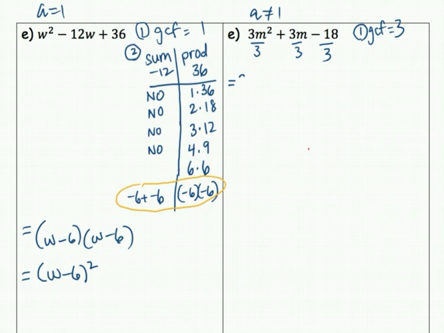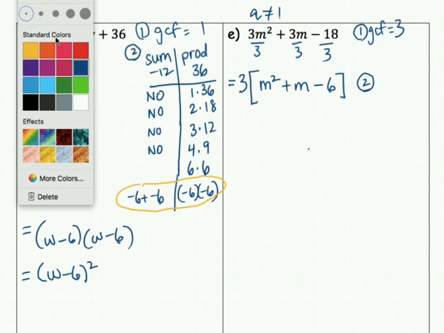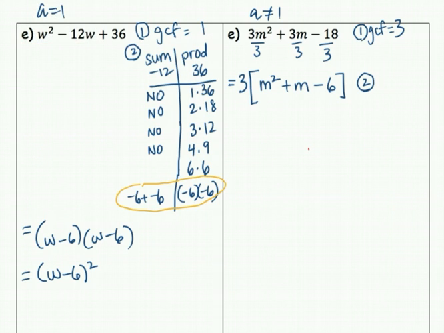Okay, so this 3 comes out, and I put square brackets, m squared plus m minus 6. Okay, all right, step 2. So again, you are now taking the product sum of just this part. Okay, not the original question, just that part. So we have the sum of 1 and the product of negative 6.